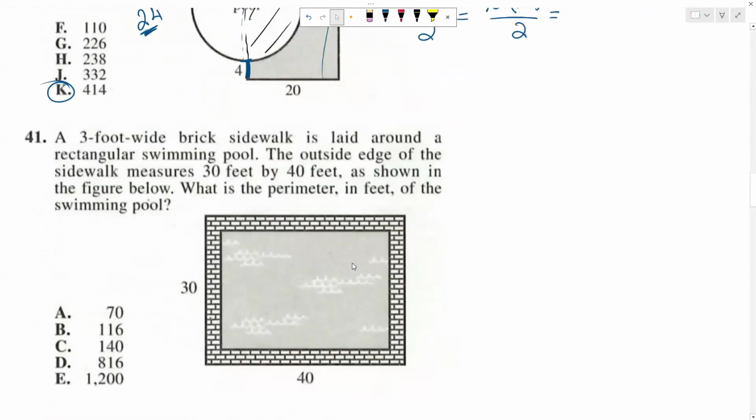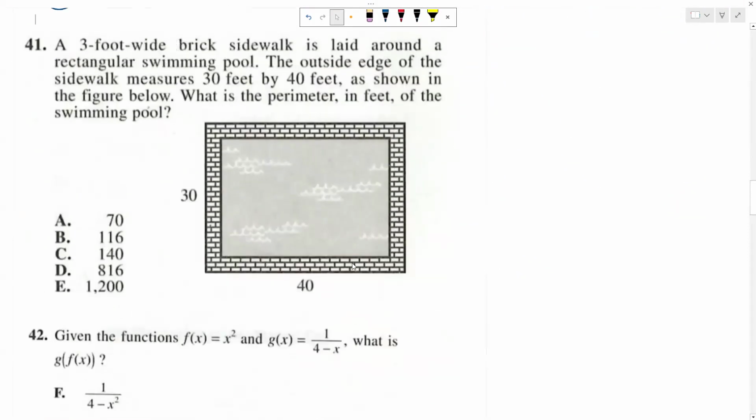Let's move on to 41. You're told this is a 3-foot wide brick sidewalk laid around a rectangular swimming pool. And it's 3 feet wide, meaning this distance here is 3, this is 3, this is 3. The outside edges of the sidewalk measure 30 by 40 as shown. What is the perimeter of the swimming pool itself?